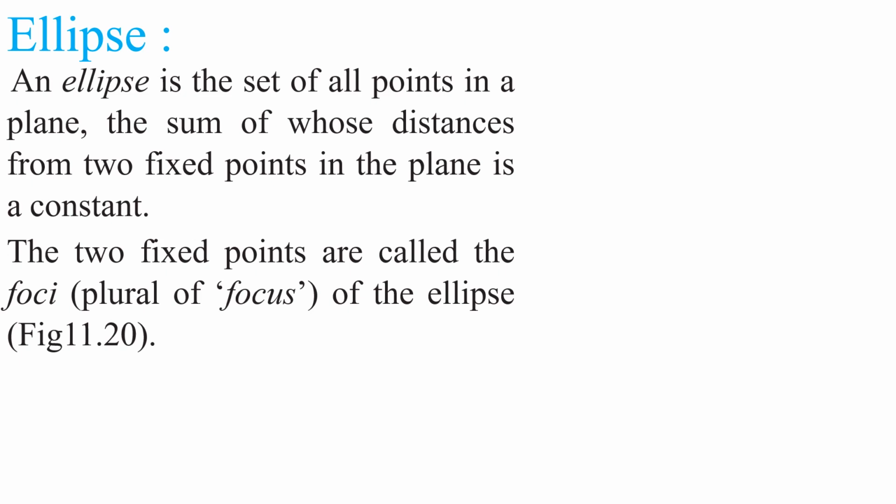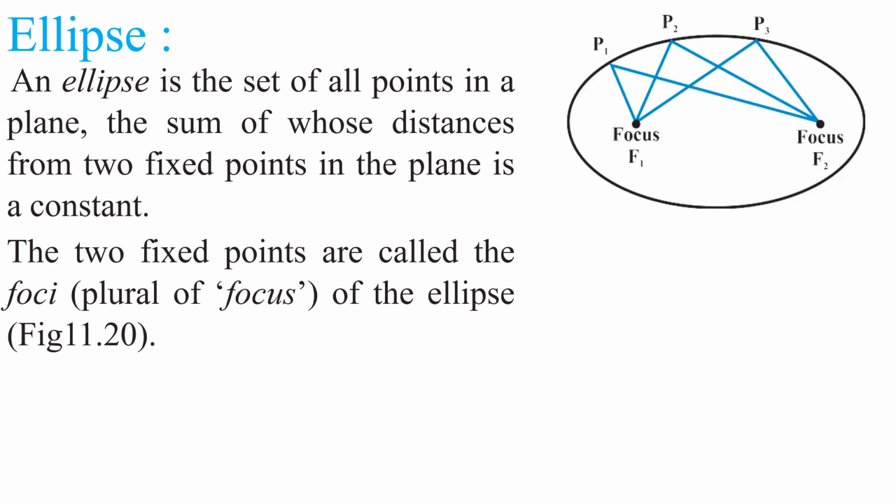Okay, my children, to understand this definition, let us take a geometrical, diagrammatic representation of an ellipse. So observe this figure, my dear children. In figure 11.20, F1 and F2 are two fixed points in the plane. These are the two fixed points. Here, these are some points in the plane.